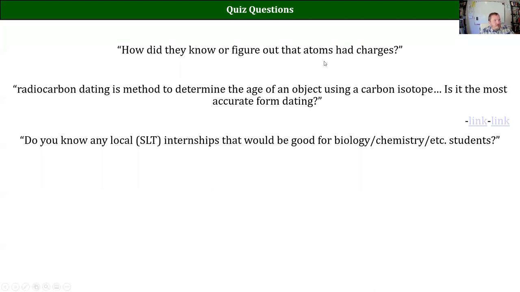How did they know or figure out the atoms had charges? That actually is a pretty good question. One of the reasons that they were able to figure out the atoms had charges actually goes back to Ben Franklin, more or less, or his era anyway, of using and figuring out what electricity was. And so Ben Franklin is actually responsible for the fact that the electron has a negative charge and the proton is a positive charge instead of the other way around.